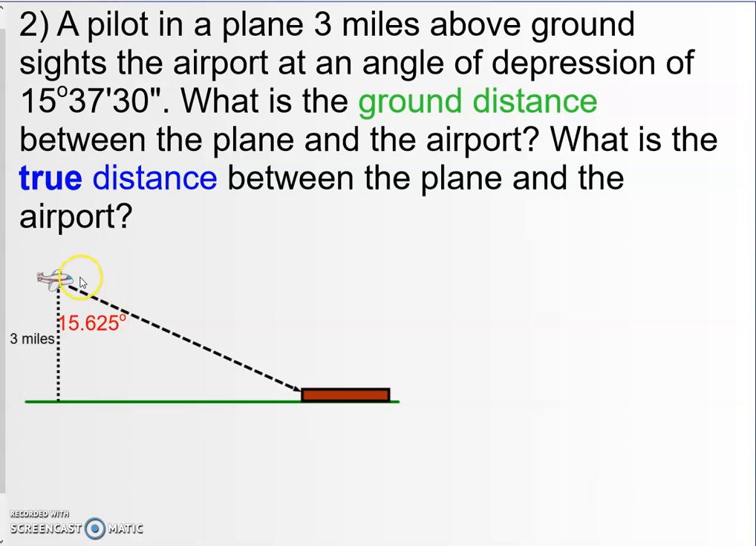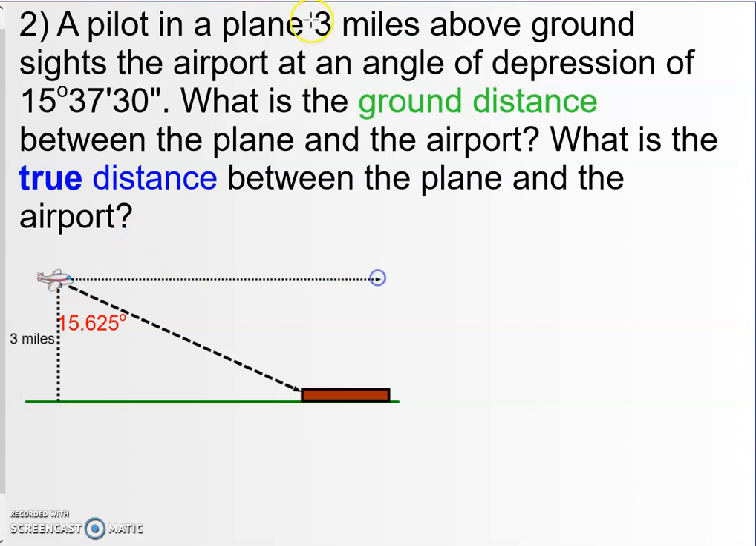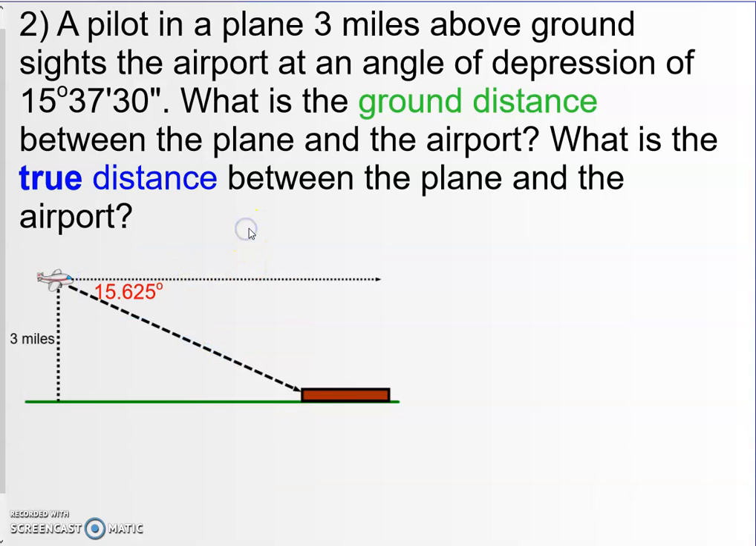The angle of depression comes from your normal line of sight, and that normal line of sight for us is right here. It goes from the airplane straight out, and we push it down. This is the 15 degrees, or 15.625 degrees, right there. That's where we want it to be. Now, we're looking for two things. First, we're looking for the ground distance, which I call x. That's the ground distance, the distance along the ground.